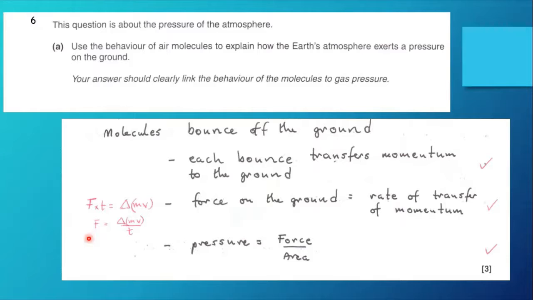And then pressure equals force over area. Now, if I was you, I would remember those three points, but I would put in the equations. Impulse is force times time, which equals change in momentum, and force equals change in momentum over time, Δmv over t, or Δmv over Δt, perhaps more correctly.